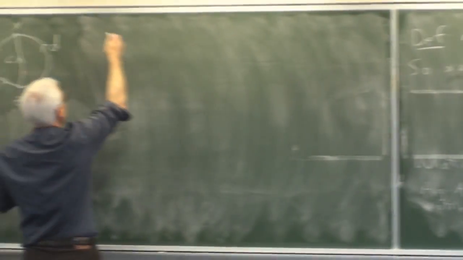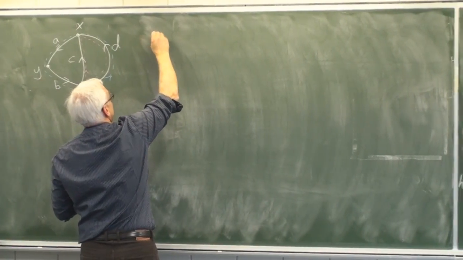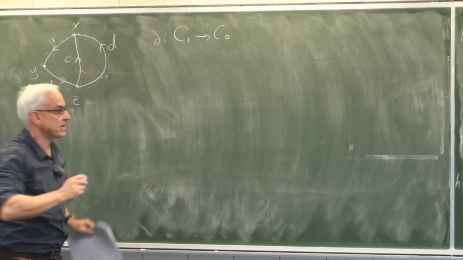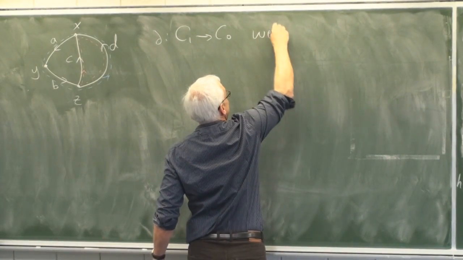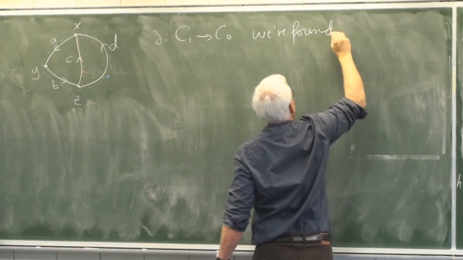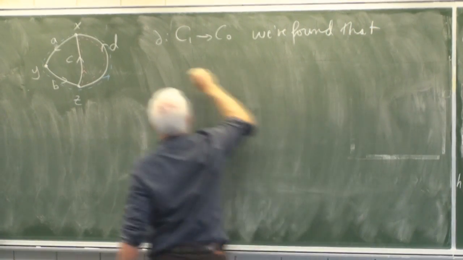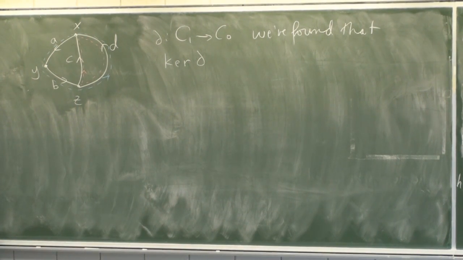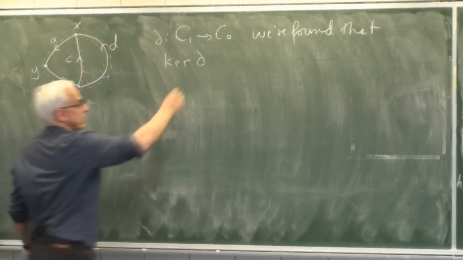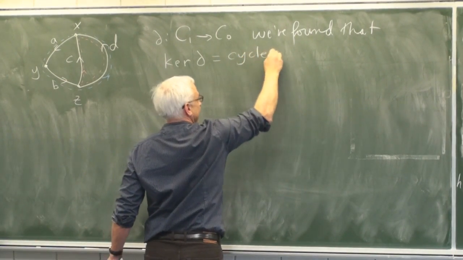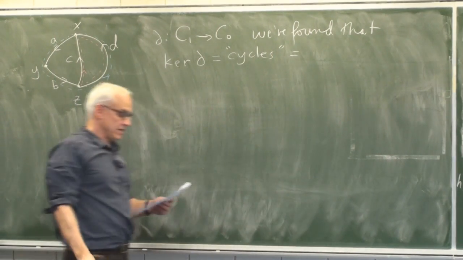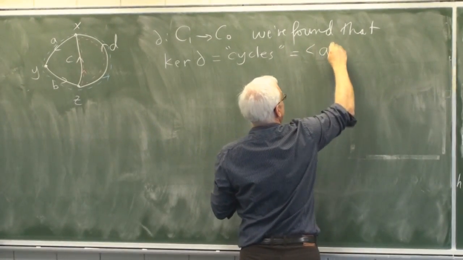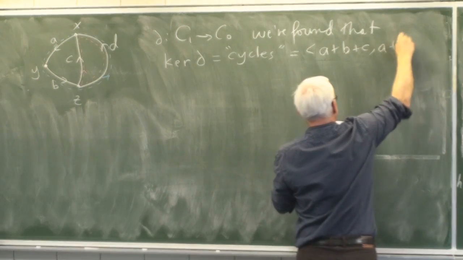So in sort of group theoretic language, we had this map delta from C1 to C0. We've now established that we found that the kernel of this map, the things that get sent to 0, so that's what we're calling the cycles, is the span of those two particular cycles, A plus B plus C and A plus B plus D.